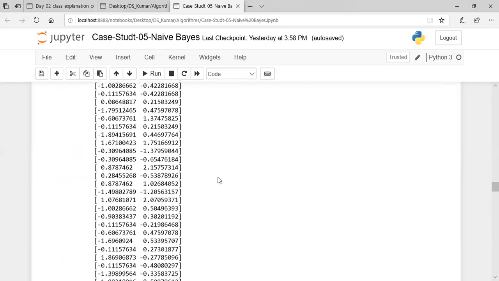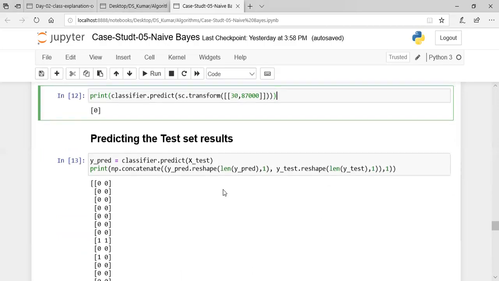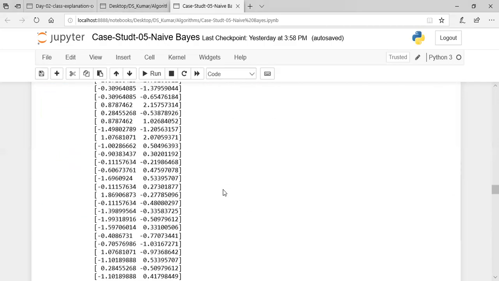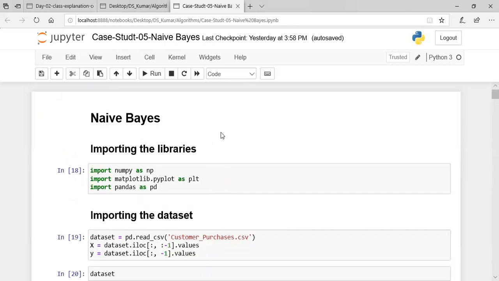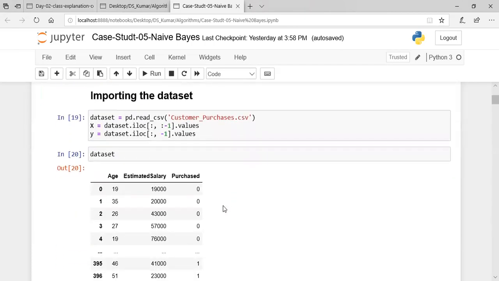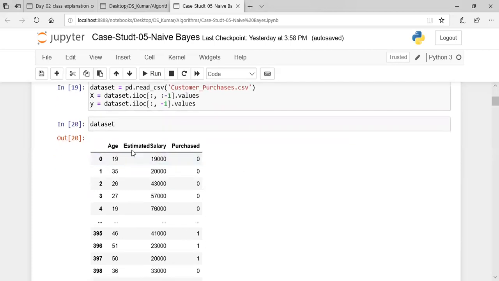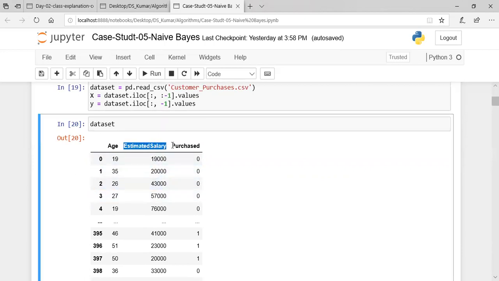One question. What is the problem statement in this naive Bayes? Okay, let me give that. Problem statement is: suppose a manager has some team of data scientists, and here is the release of a new car, maybe some Mercedes or something like that, and they already have some data with them. The age of the person, the estimated salary, and whether they have purchased the product or not. This data they are having.